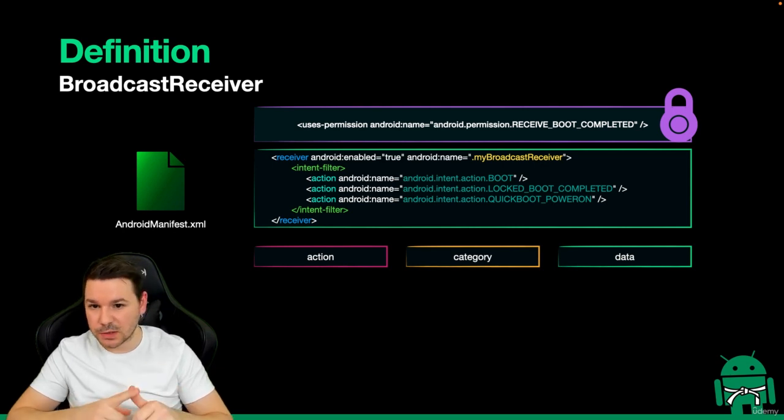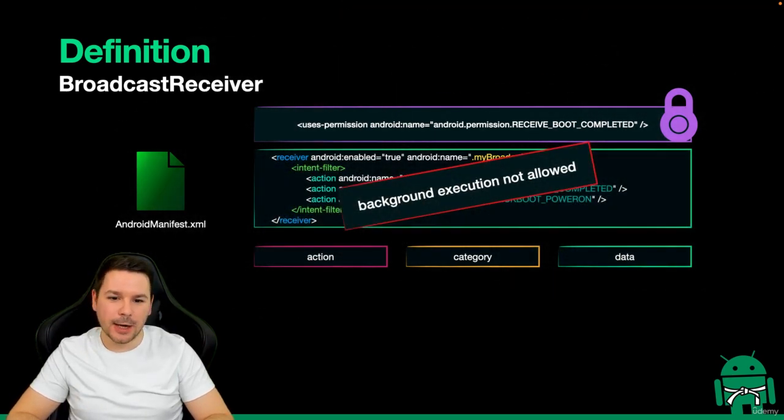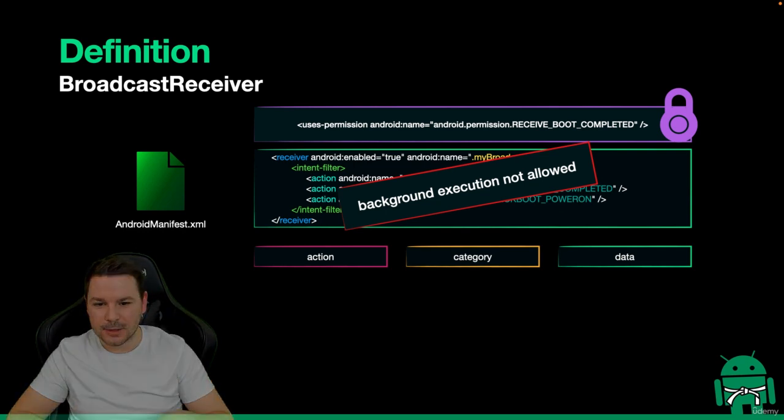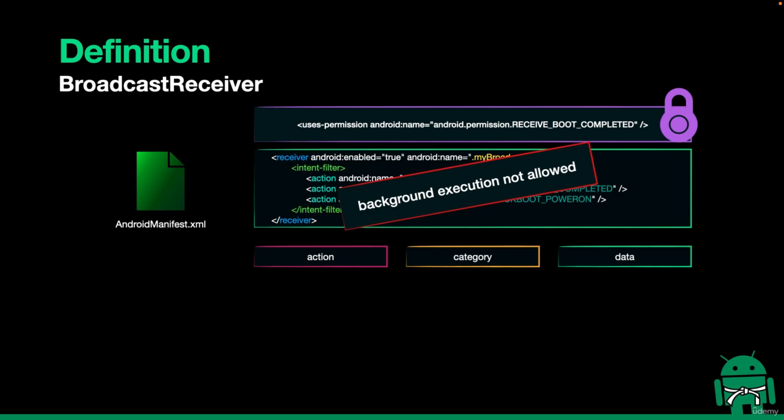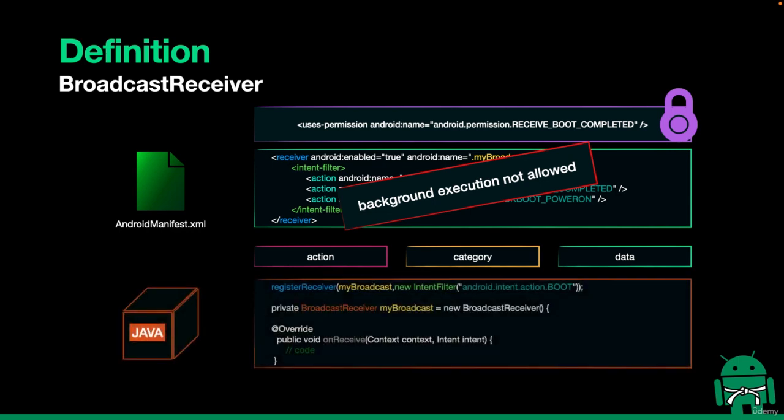These could be system permissions, or it could also be user permissions tied to them. So if you want to use them, we have to request those permissions. Alright, but this approach is unfortunately outdated since version 8. So this is not working anymore. You get an error, background execution is not allowed. Therefore, we have to define it in the Java code directly, and it looks like this.